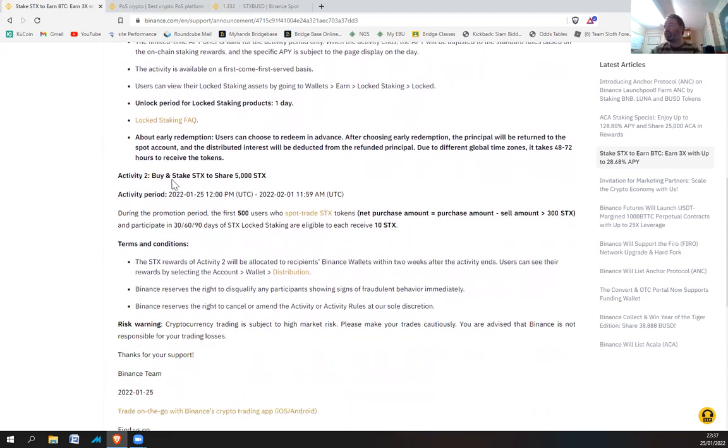So activity two here: buy and stake Stacks to share 5,000 Stacks. It's basically the first 500 users who spot trade an amount greater than 300 Stacks in total. I think that's what it means, from what I can gather with the greater than sign there. So I assume you've just got to spot trade 300 Stacks or more. Anyone who does that and is in the first 500 will get 10 Stacks as a kind of prize, and it's going to be distributed into your wallet.